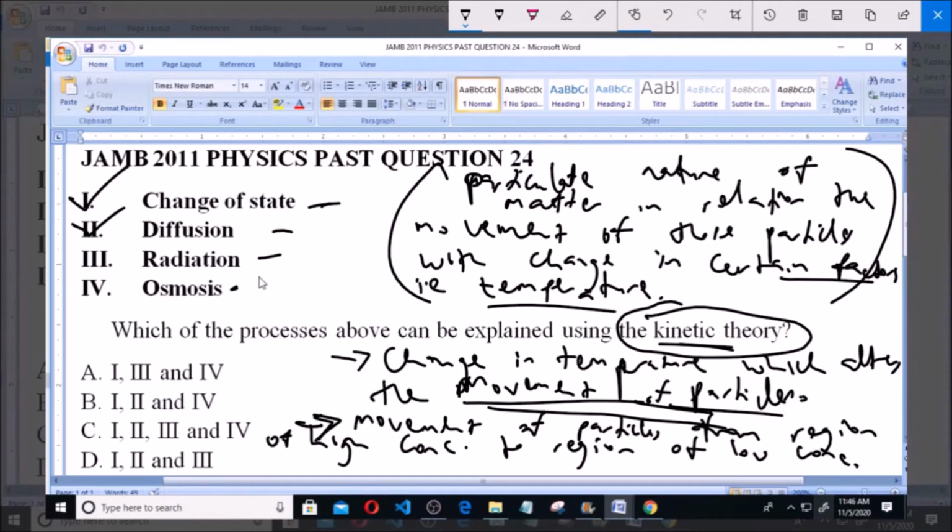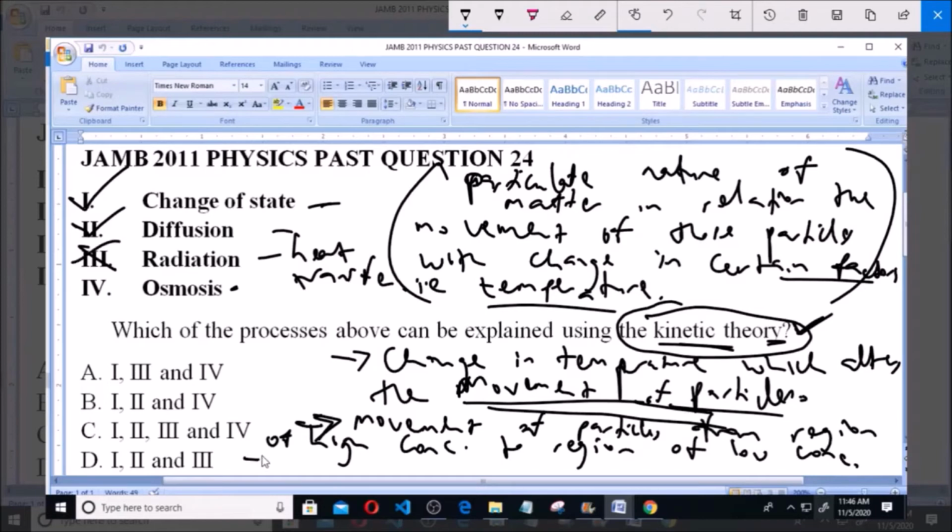Now, 3 says radiation. Now, radiation has to do with heat transfer without medium. That is actually how the heat from the sun gets to the earth, via radiation. So it has to do with heat transfer without an intermediate medium. Now, radiation actually can't be explained using the kinetic theory, because like we said, you are not exactly describing any medium, you're only describing transfer of heat. So you cannot use the kinetic theory to explain radiation. So radiation is out.